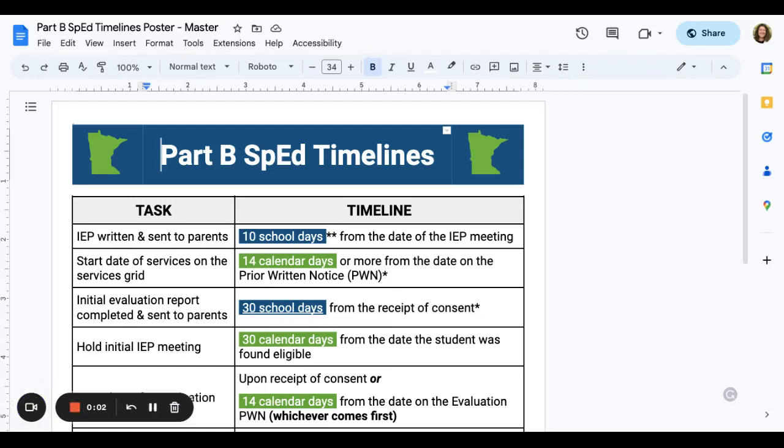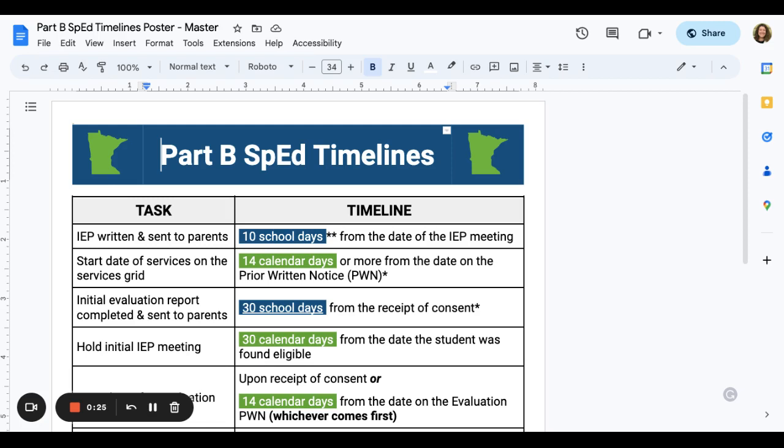Let's talk through the Part B SpEd timelines document. If you do not have this printed and/or laminated, I would highly suggest that you do both and have it in an easy, accessible spot near your desk or somewhere where you're frequently looking or keeping track of your paperwork, as it'll be a resource that you probably refer back to quite a bit.